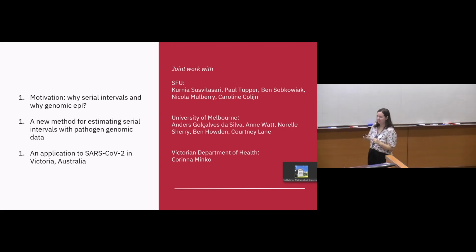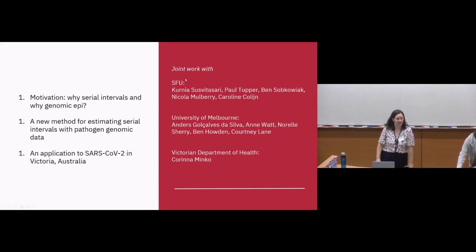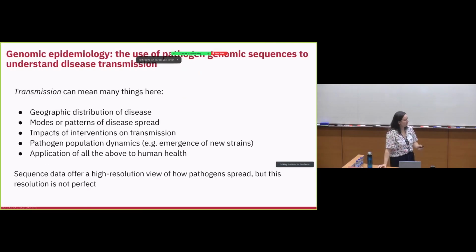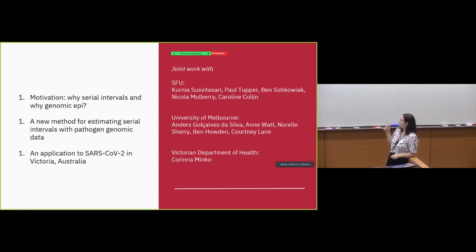and to talk you through the steps that I will present today. So first I probably don't need to motivate for you after the last talk why we want to use genomic epidemiology, but I will think about why it is that we care about the serial interval and why we want to use pathogen genomic sequences to try and understand it. I'll then take you through briefly our method that we've been working on before presenting an application to COVID-19 clusters from Victoria. And the application to COVID-19 in Victoria was with our collaborators at the University of Melbourne and also the Victorian Department of Health.